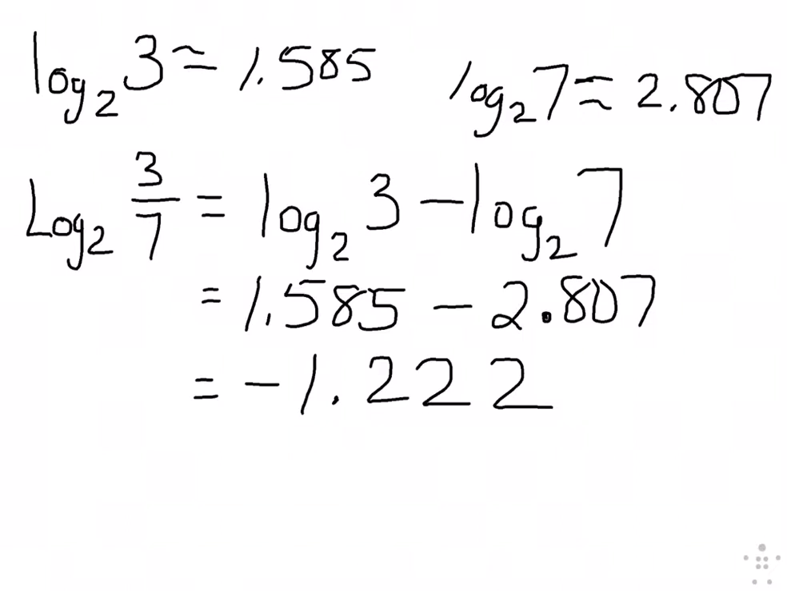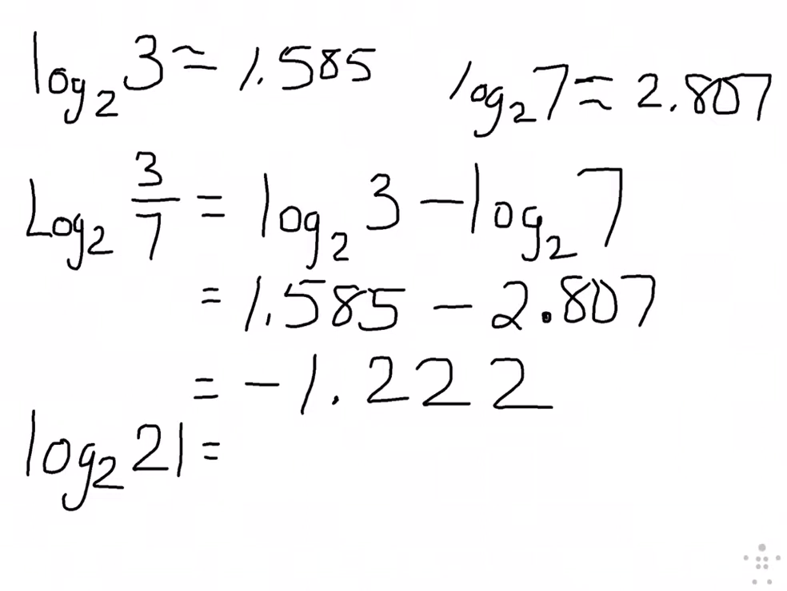Now, if I gave you something like this, the log base 2 of 21. Again, you have a 3 and a 7, to somehow get 21. So think about it for a second. Hopefully it doesn't take us too much longer than a second. How would I get a 21 if I only have 3 and a 7? Yep. So 3 times 7 is 21.